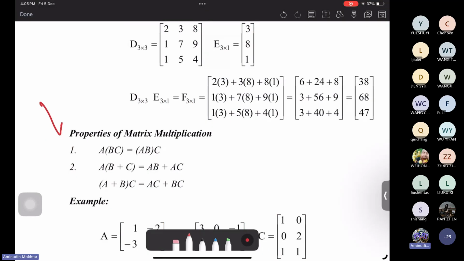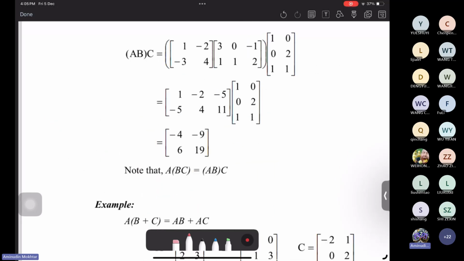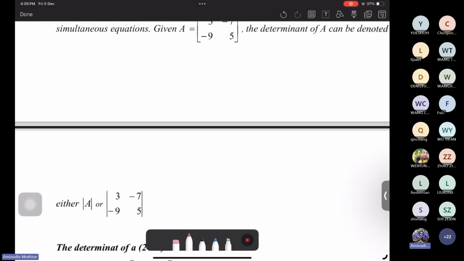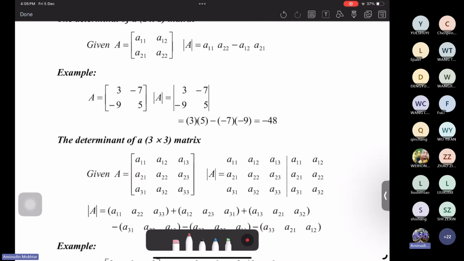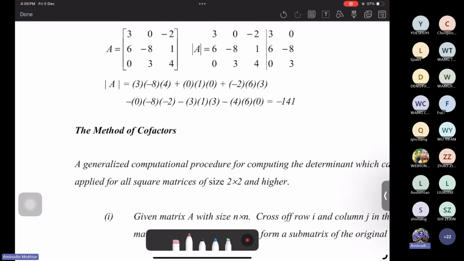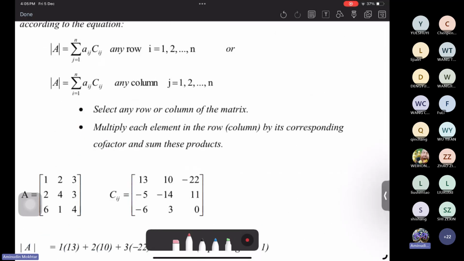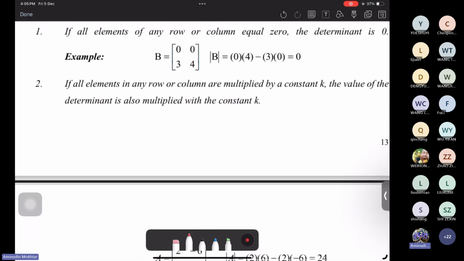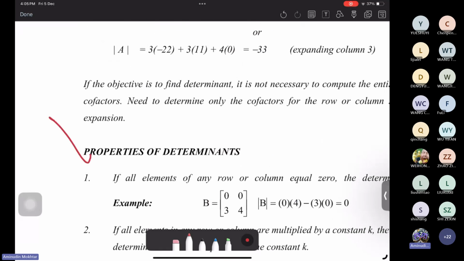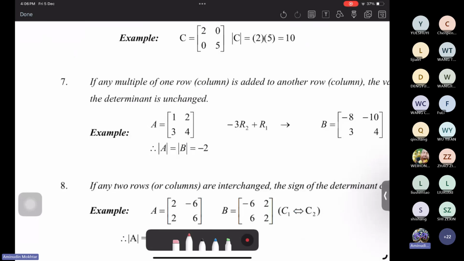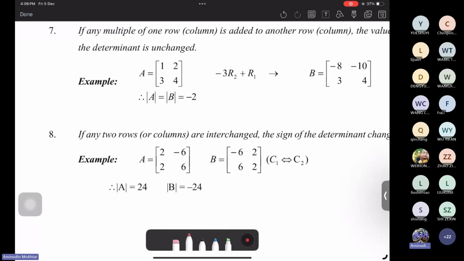But this is included in our test. Make sure you know the properties of matrix. Do read what a determinant is, how to calculate the determinant, and the method of cofactor to find the determinant. And there are the properties of determinant too.